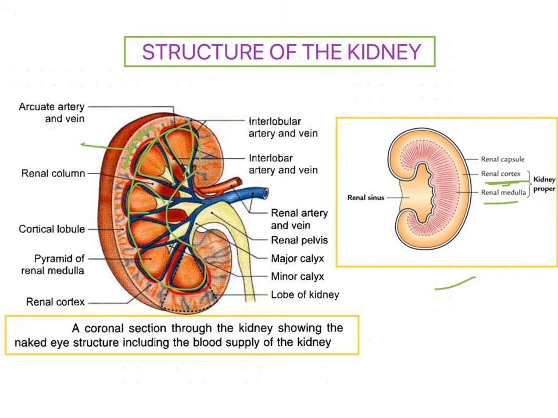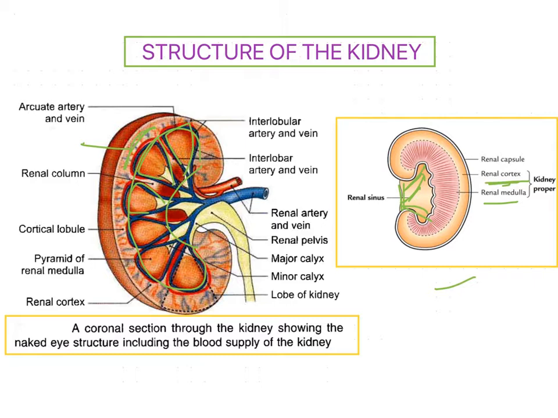Another space is present in the structure, called the renal sinus. This renal sinus is a space that extends into the kidney from the hilum. From the hilum, the space extends into the kidney. This is called the renal sinus.